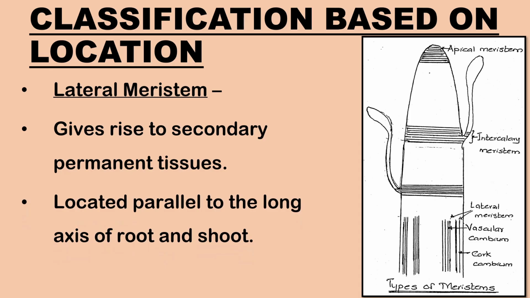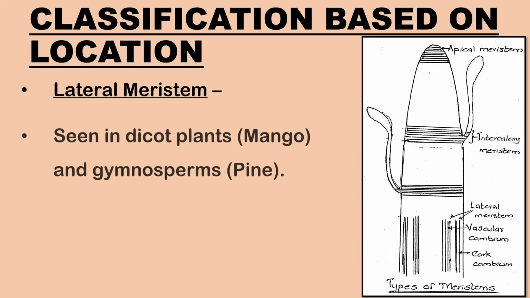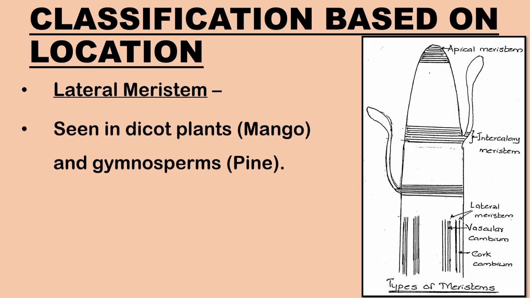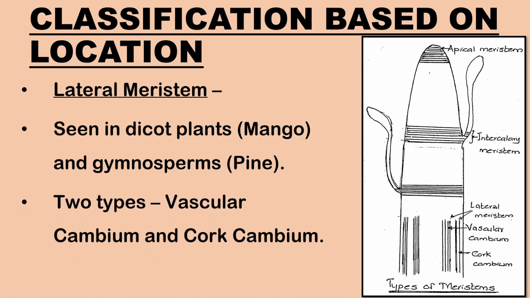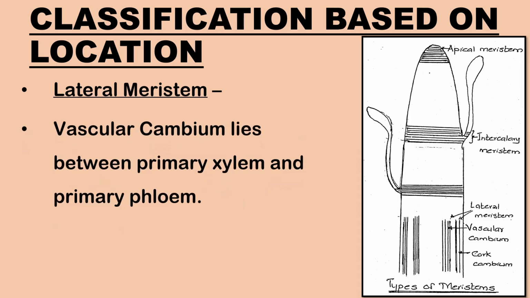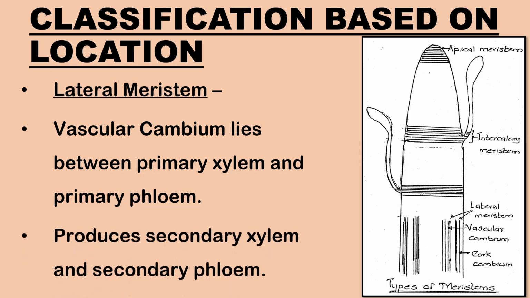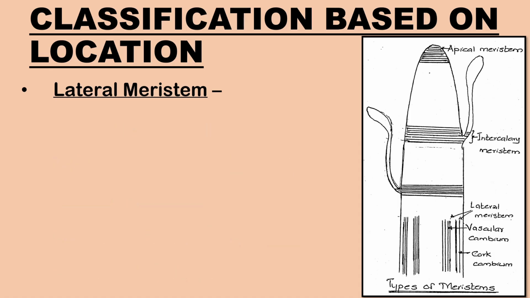It is located parallel to the long axis of root and shoot. It is seen in dicot plants like mango and gymnosperms like pine. There are two types of lateral meristems. They are vascular cambium and cork cambium. Vascular cambium lies between primary xylem and primary phloem. It produces secondary xylem called wood and secondary phloem contributing to the formation of secondary vascular tissue.